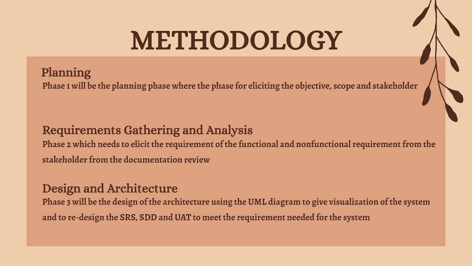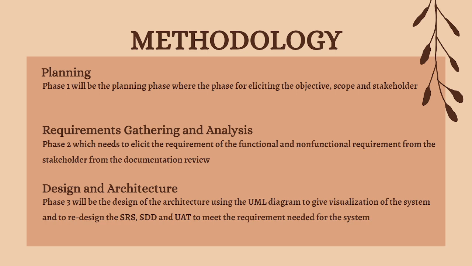So for the methodology, which is for the planning, this is the phase to elicit the objective, scope and stakeholders. During this phase, the project team will identify and clarify the project objective. This involves understanding the desired outcome, the goals and benefits that the project aims to achieve. Besides that, it also needs to identify what will be excluded from the project, as well as setting realistic and achievable goals within the given constraints.